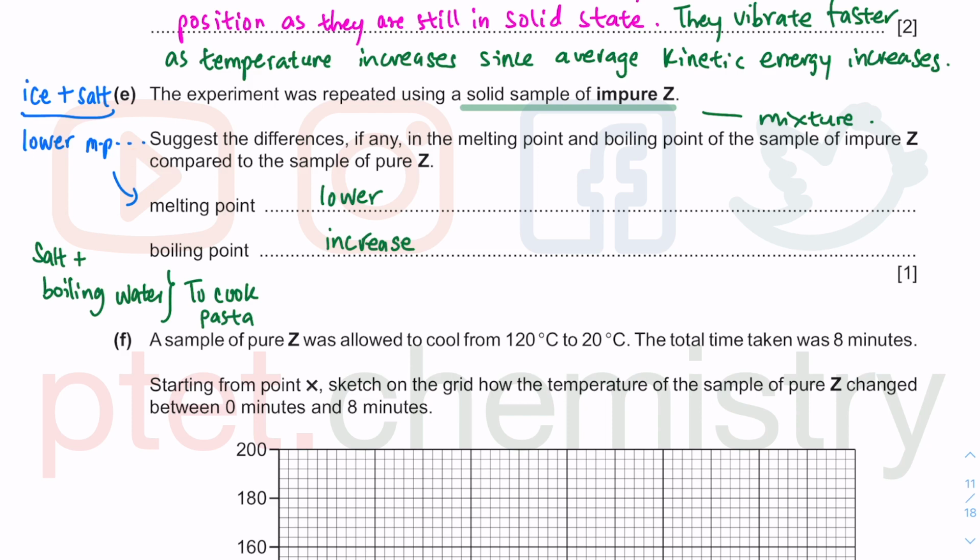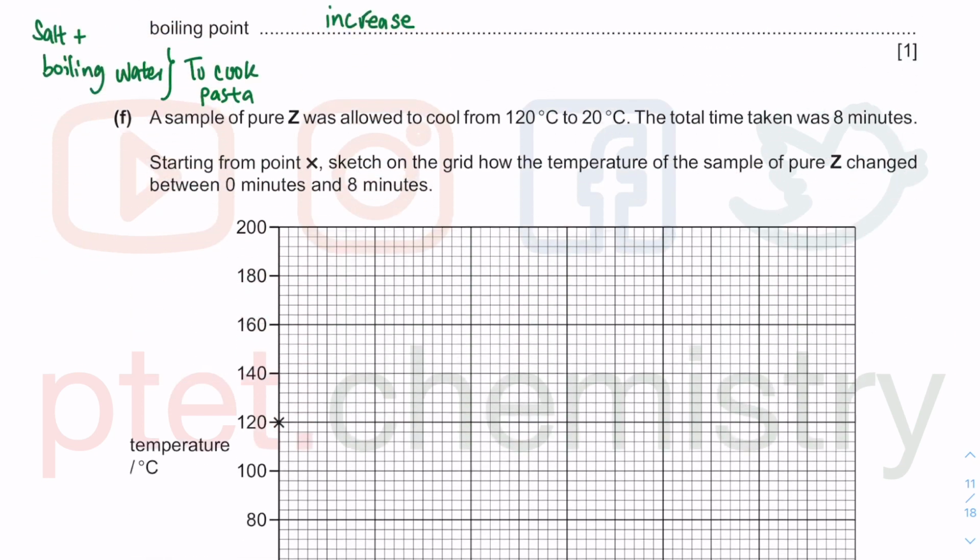So what happens is they sprinkle NaCl salt onto ice, and it will lower the melting point such that at 0 degrees Celsius the ice will melt, because it will only freeze at a much lower temperature. So impurities lower the melting point, impurities make the boiling point higher. So suggest the differences, if any. The melting point will be lower, but the boiling point will be higher in the presence of impurities compared to the sample of pure Z there.